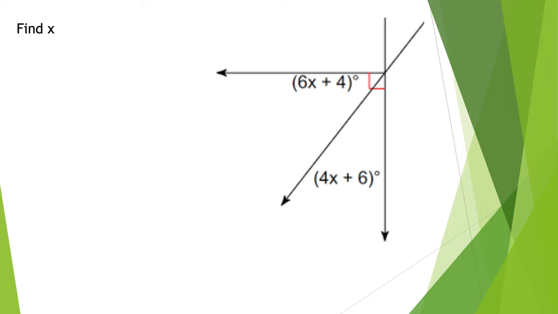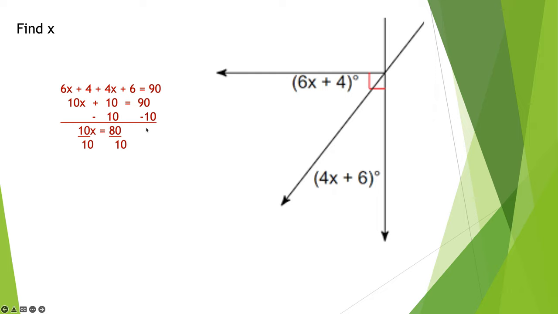So again, as was painfully obvious, and as I said but did not write, these two angles add up to 90 degrees. As given by the rectangle symbol in red there, that means perpendicular, so 90 degrees. So 6x plus 4 plus 4x plus 6 is 90. Combining like terms, 10x plus 10 is 90. Subtracting the 10, 10x is 80. Dividing by 10, and I get x is 8. So, caught myself doing something bad. That's why you always look over your work.